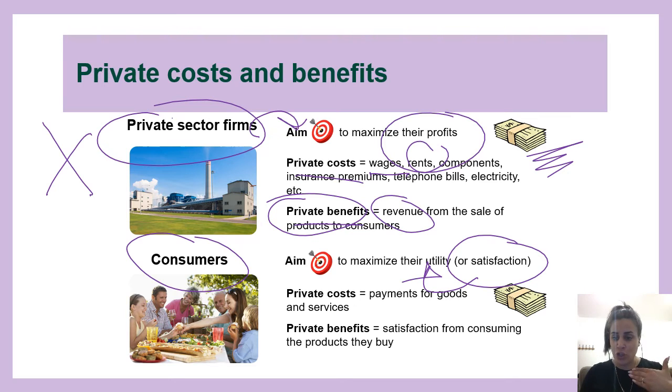My private cost to me as a consumer would be something that I am paying. So it would be when I am paying in order to buy that particular good or service. So that would be my private cost. Whereas my private benefit: I already bought the product, so I should be happy using or consuming that product that I already bought.